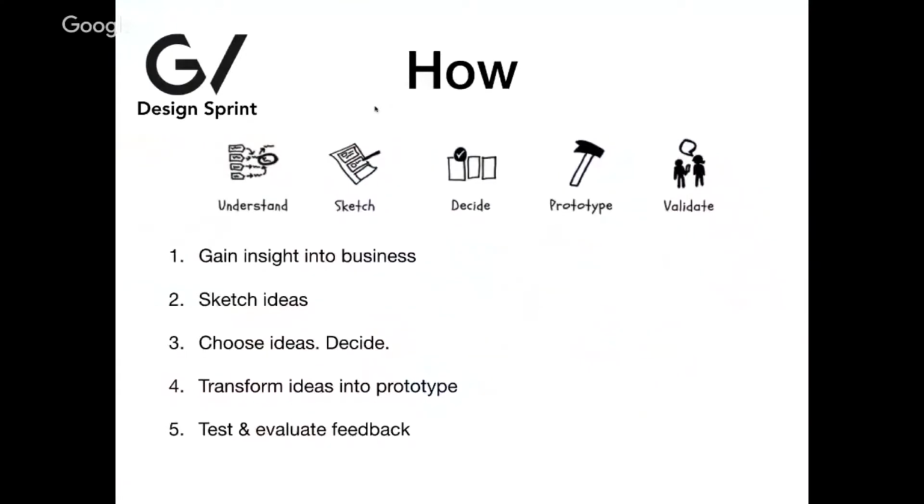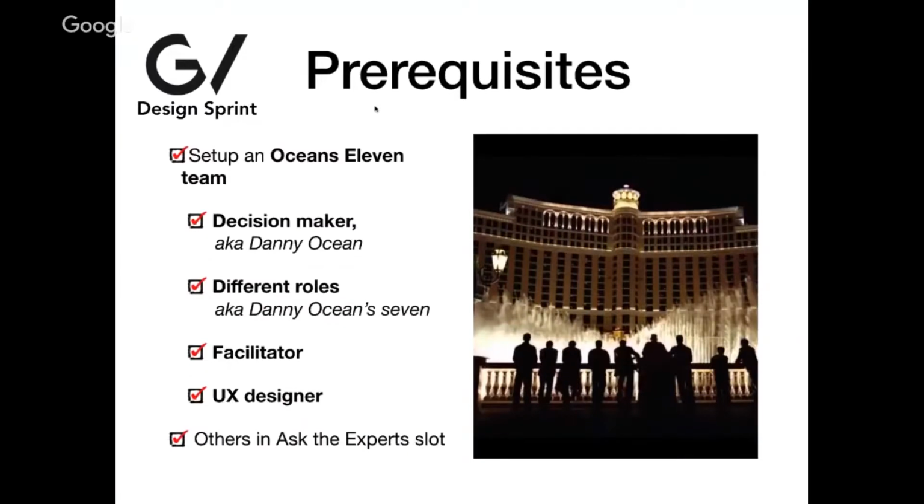So how do we do it? In the first phase, we try to learn really everything about our customer, about his business, and about his end customers. We will ask every expert we can. Then in the second phase, we will sketch, we will really try to get everything out of everybody's brains. Then we will make decisions on which ideas look good. On the fourth day, we will try to prototype. And on the last day, we will validate with real end users. Who do we need? We need a team.